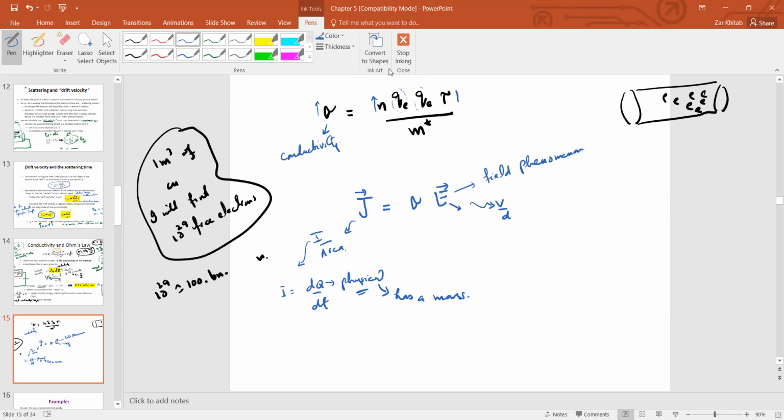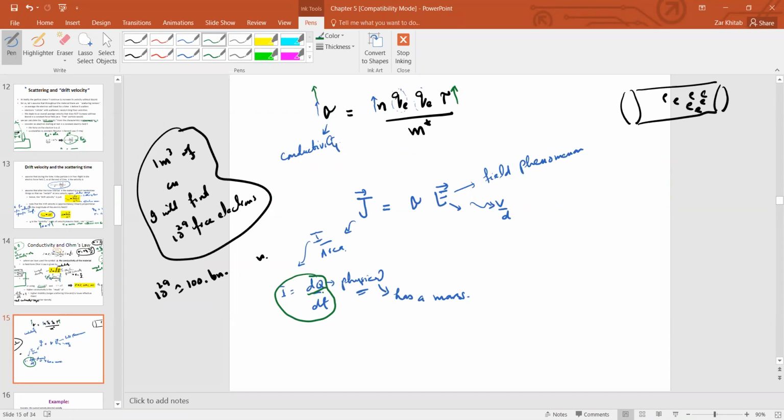If the scattering time is raised, conductivity will further rise. If scattering time is increased, conductivity will increase. Scattering time is the time between two successive collisions. This also means that if there are fewer collisions for the same speed, you will have more conductivity.